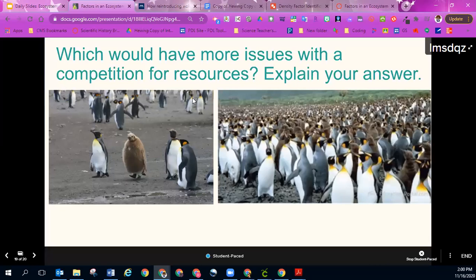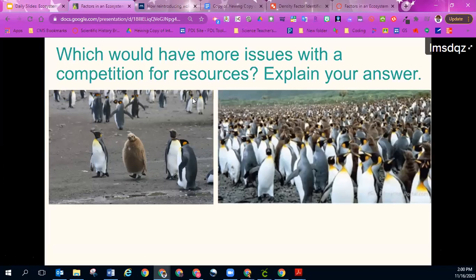Lastly, if we were looking at these pictures, which would have more issues with competition for resources? Would it be picture one or picture two? And then why? Ooh, a lot of people are saying number two. All right, so why number two?